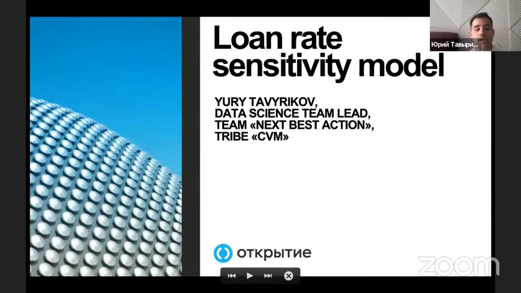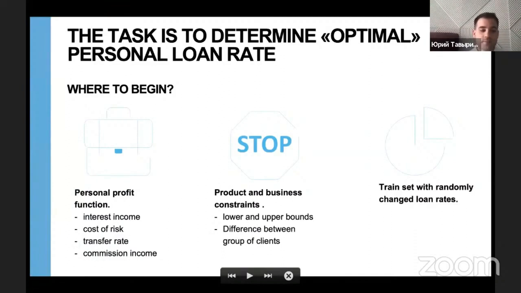Today, I want to tell you about another type of problem we face: optimization of parameters of the offer, using an example of the problem of selecting the optimal loan rate. Generally, the task is as follows: determine the optimal rate for each client. That means that we must personally offer each client a rate based on some logic when communicating with clients with a cash loan offer.